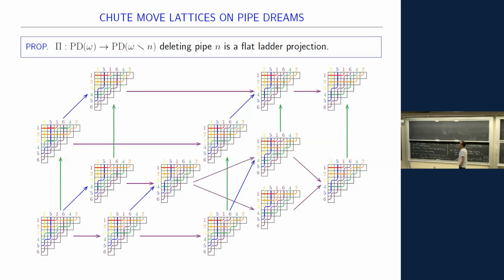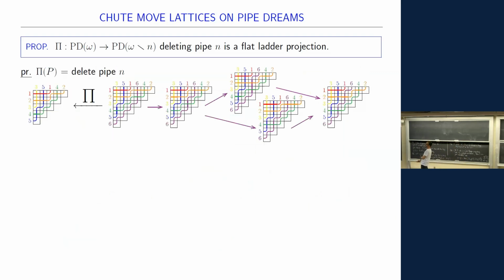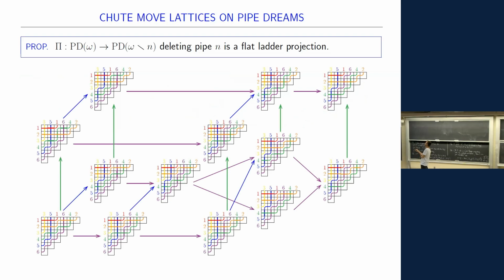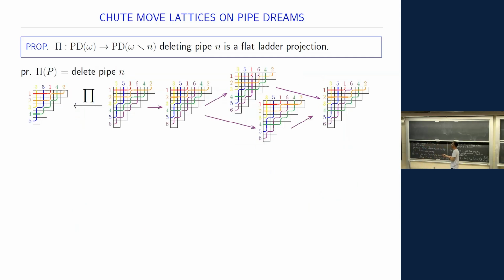Okay, so now here is my main proposition. The deletion of pipe n is a flat scaffolding projection. Again, I call it according to which is the last pipe you have to delete. Sorry, the ladder projection or scaffolding? Oh, sorry, that's a bad copy paste. This is a scaffolding projection. The reason is that the fibers are not chains. There are these dominance orders on scars. So there's a typo everywhere. It's not ladder, it's scaffolding everywhere.